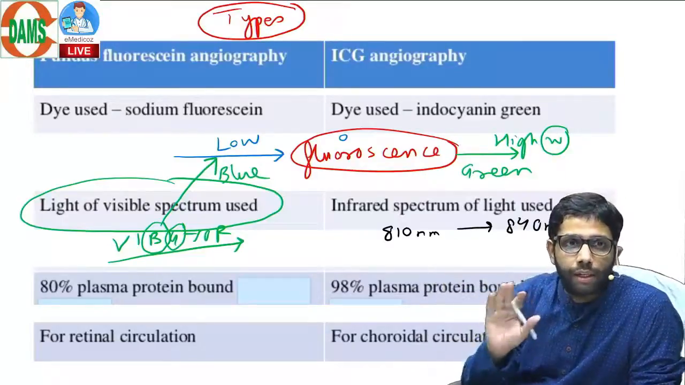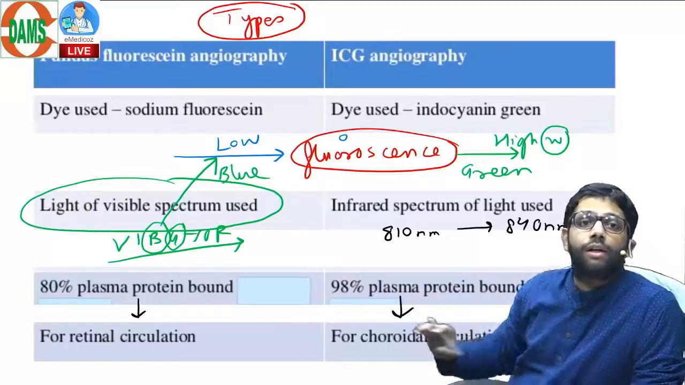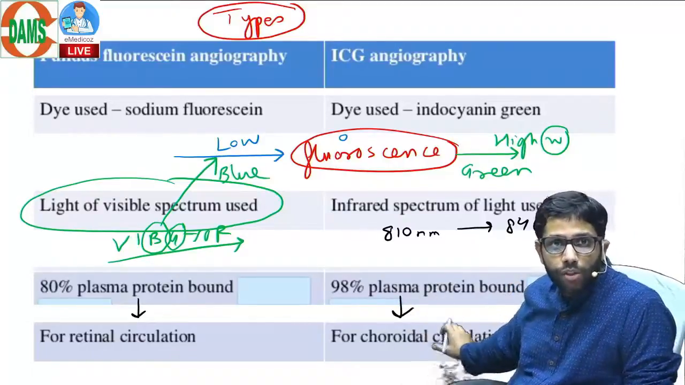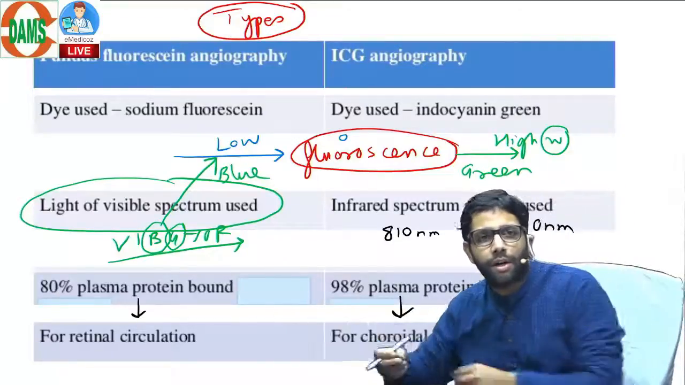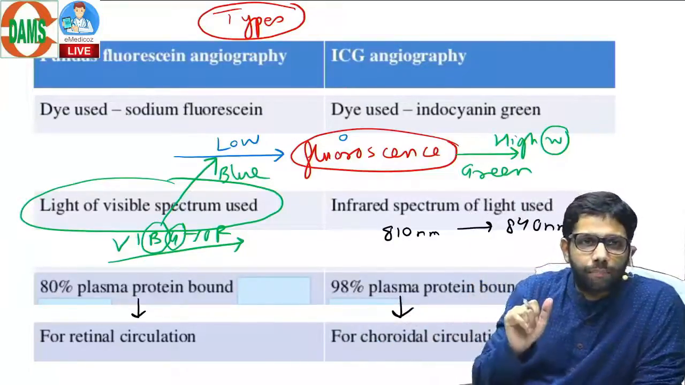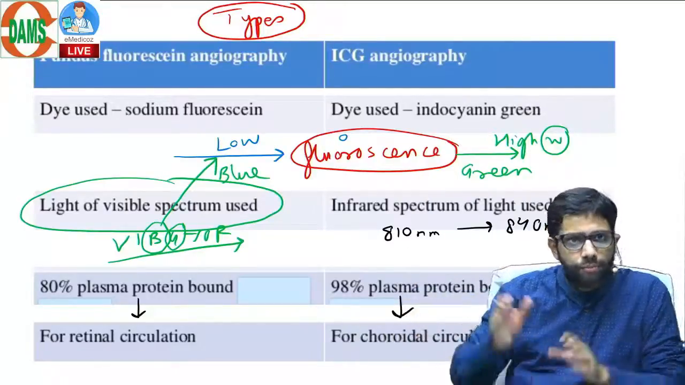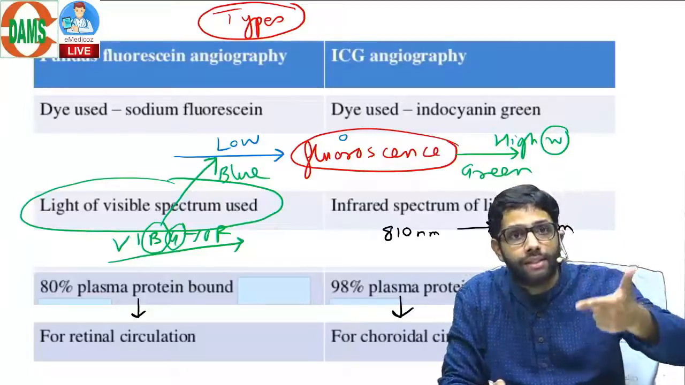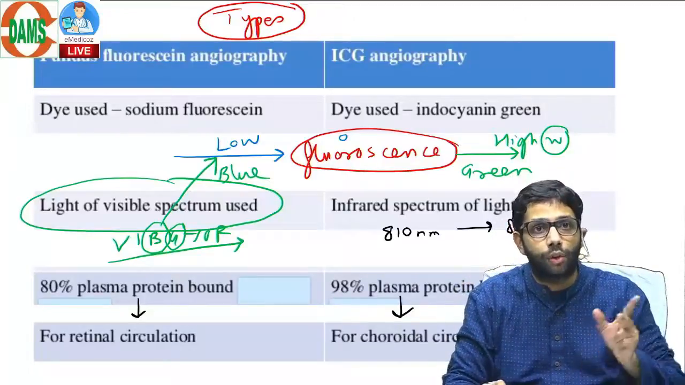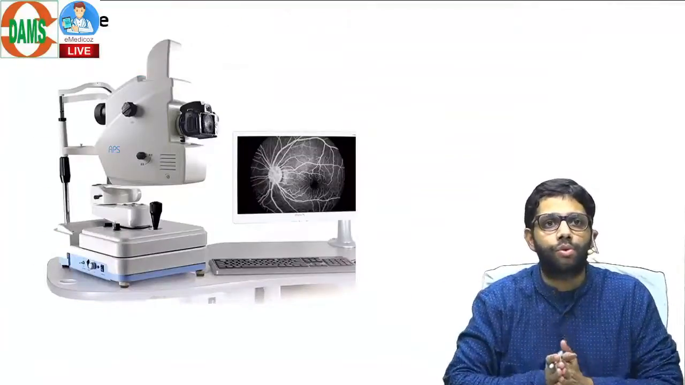If you want to know about retina pathology, you prefer fluorescein angiography. If you want to see choroidal circulation, choroidal pathology, ICG is better, because fluorescein can pass from the choriocapillaries, but ICG cannot pass, 98% bound to protein. So these are some theoretical facts. So we have seen which dye is used, why this dye is used. Two types of angiography. Now let us see the procedure.